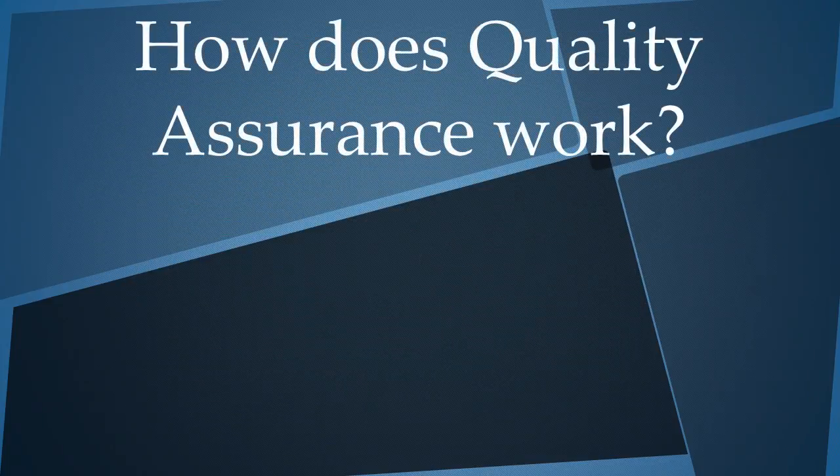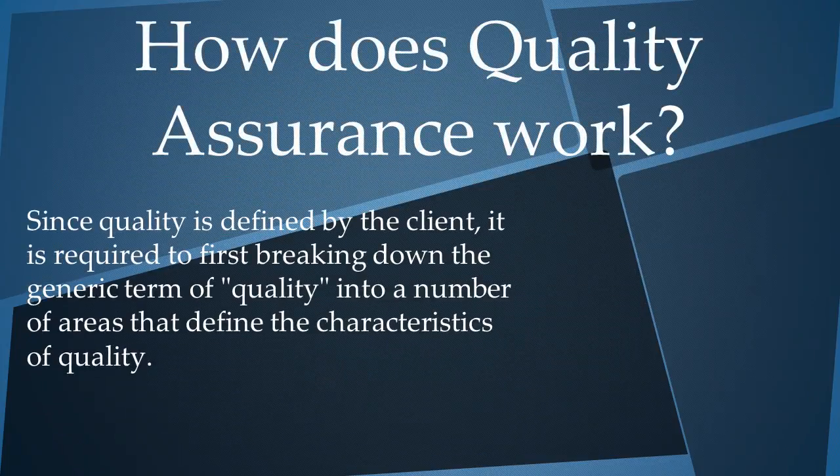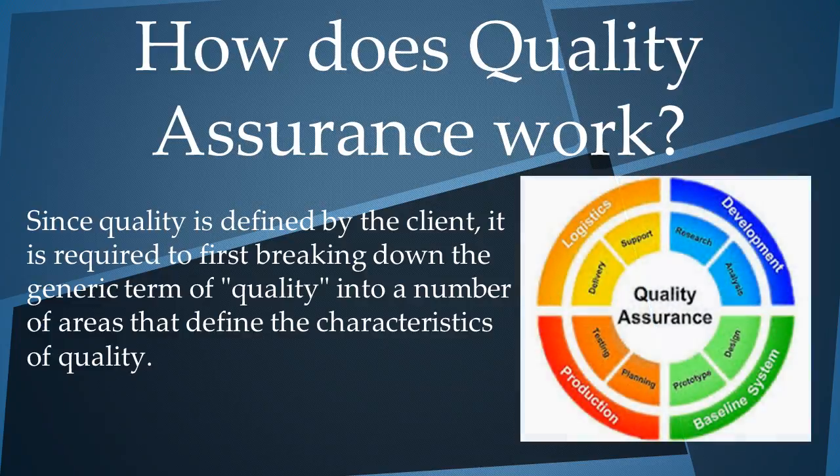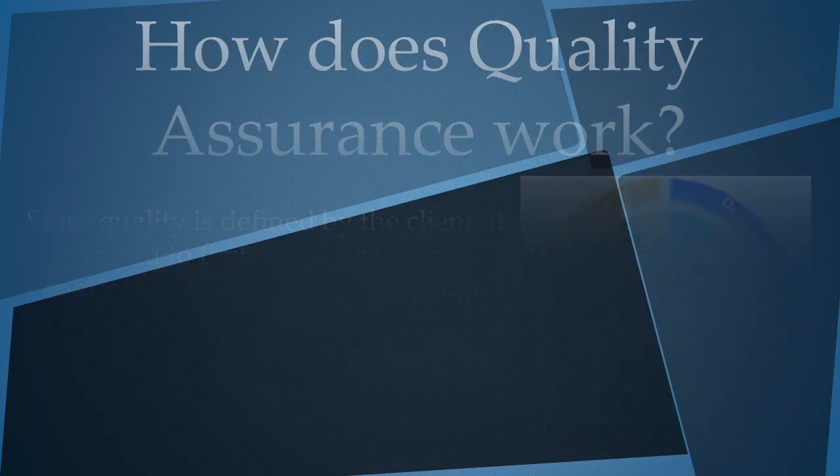So, how does quality assurance work? Well, since quality is defined by the client, it is required to first break down the generic term of quality into a number of areas that define the characteristics of quality. For example, in development, quality may refer to research and analysis. In a baseline system, it may be a prototype or design. Production, maybe testing or planning. And logistics, it normally refers to delivery and support.